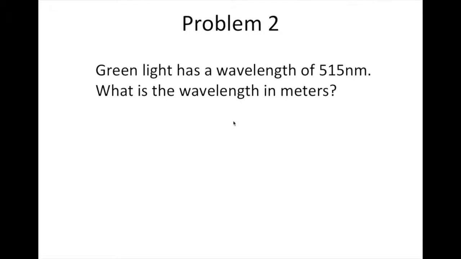I'd like for you to work this one, and when you work this one, follow those same steps. Go step by step through those steps that we just showed you and see if you can come up with the correct answer here. Green light has a wavelength of 515 nanometers. What is this wavelength in meters? Take a few minutes and solve that problem.